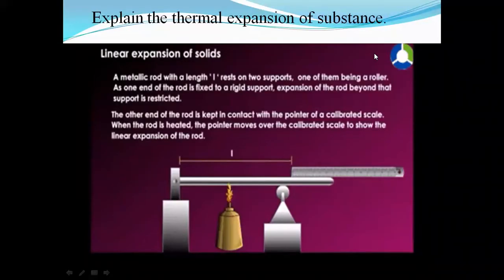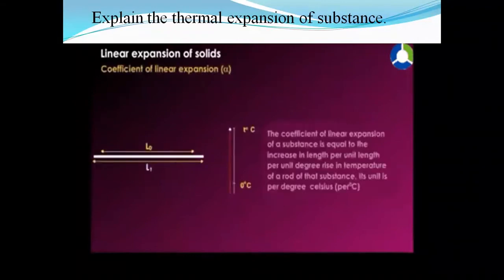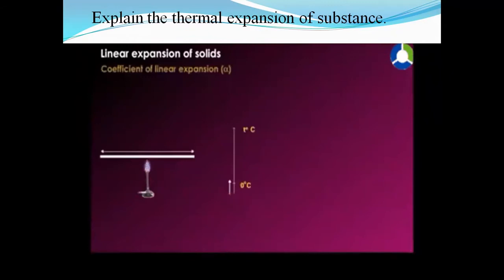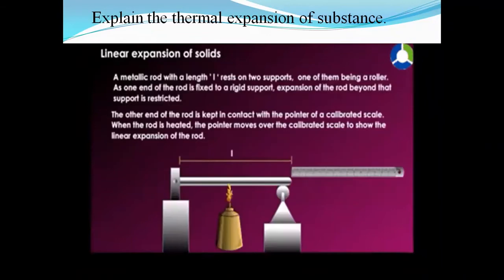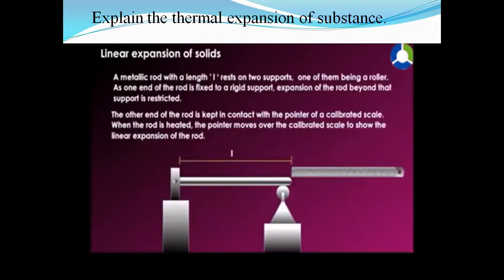In your books, there are a lot of experiments. One of them is the ball and ring experiment. In the ball and ring, the outside radius of the ball and the inside radius of the ring are the same. That's why the ball goes easily inside or outside of the ring. But if you give heat to the ball, then the outer radius or the volume of the ball will increase. That's why the ball cannot go inside the ring. So this is another example of thermal expansion of the substance.